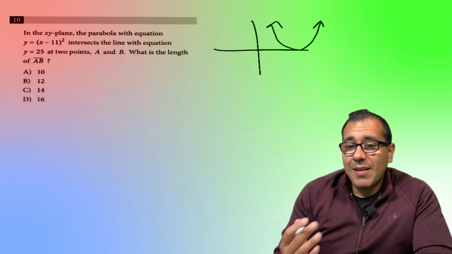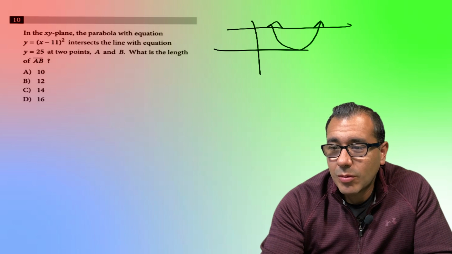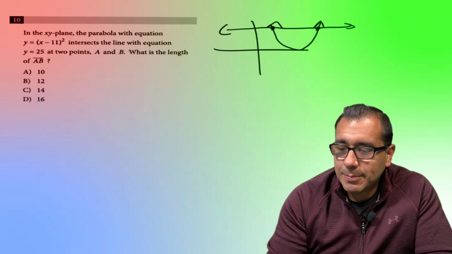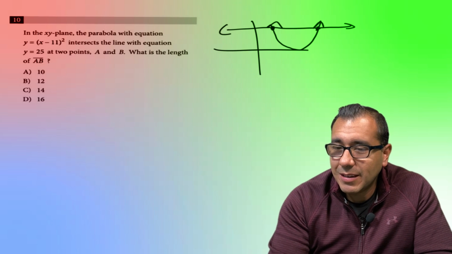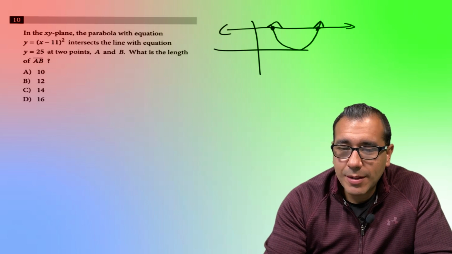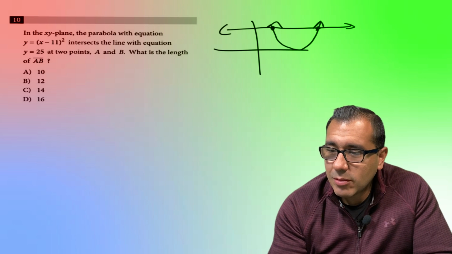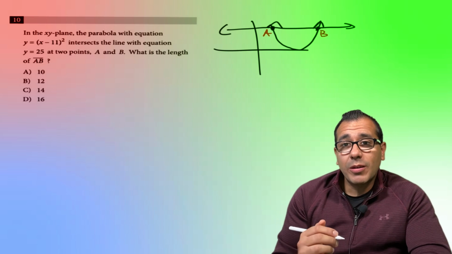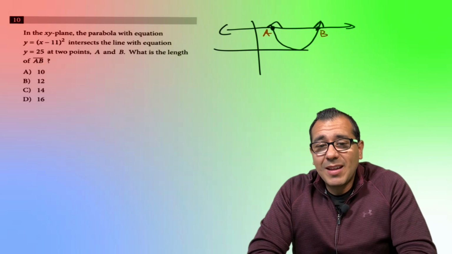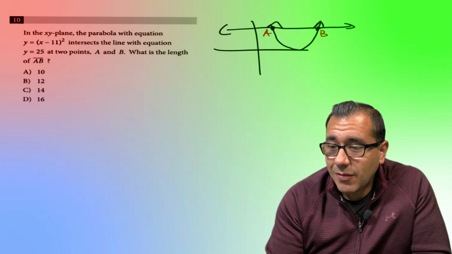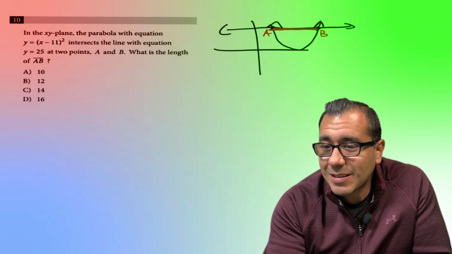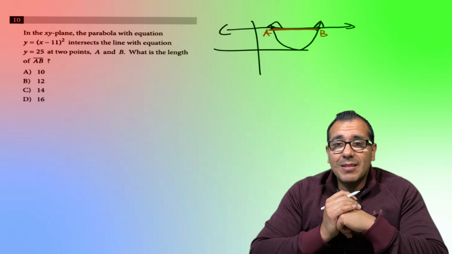All right, and then we have this line at y equals 25. What we're looking at are these 2 points. They're telling us that this line is going to intersect with this parabola at these 2 points, A and B. That's what the problem is telling us. They're going to intersect right there and right there. So we know they're going to intersect at these 2 points, right? And so what they're asking us to do is to find the length of AB. So they're asking us to find this distance, right?